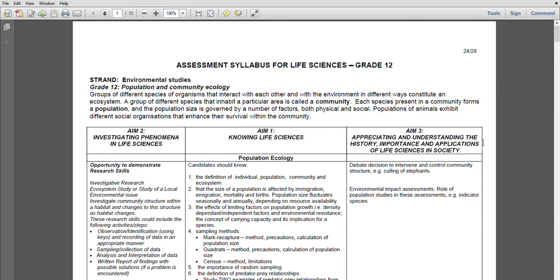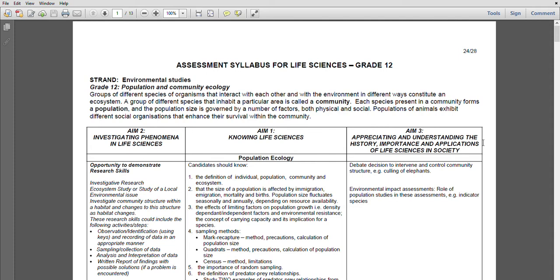So what is the SAGS document? This is something that is provided by the IEB as a subject assessment guideline, so SAGS, that's what it is. It basically tells us as teachers, or dictates, what we should be teaching you from a content perspective that can be examined and will be examined.